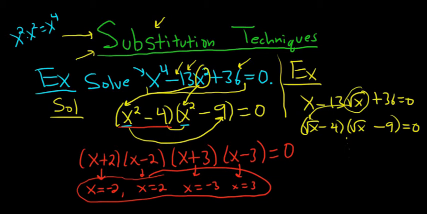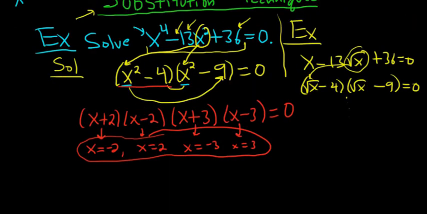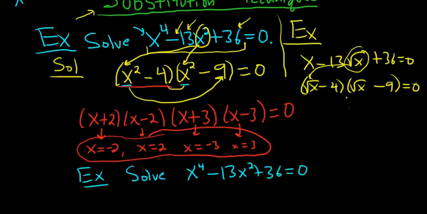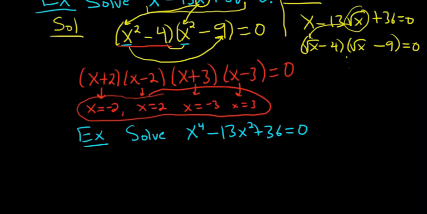Now, what if you wanted to actually use a substitution technique and do it the way that usually textbooks teach it? Well, I'll do it down here. So solve the same problem: x to the fourth minus 13x squared plus 36 equals 0. The idea is that we know that it's going to factor, and so we call this piece here u. So we let u be equal to x squared.